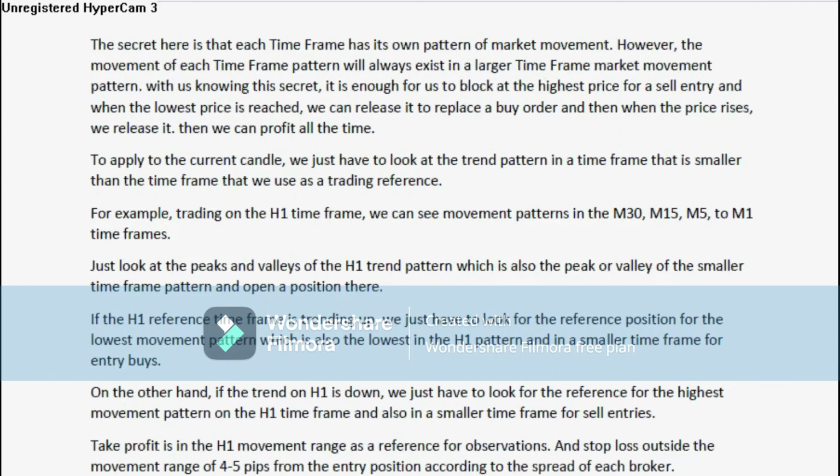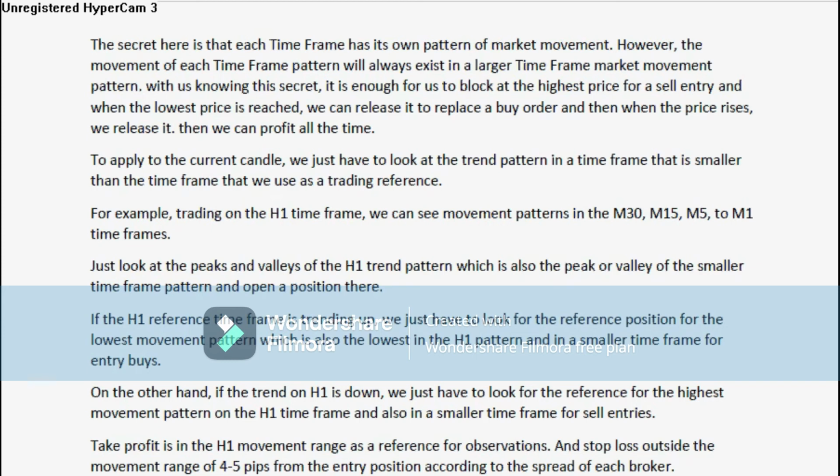To apply to the current candle, we just have to look at the trend pattern in a time frame that is smaller than the time frame that we use as a trading reference. For example, trading on the H1 time frame, we can see movement patterns in the M30, M15, M5, to M1 time frames. Just look at the peaks and valleys of the H1 trend pattern, which is also the peak or valley of the smaller time frame pattern, and open a position there.